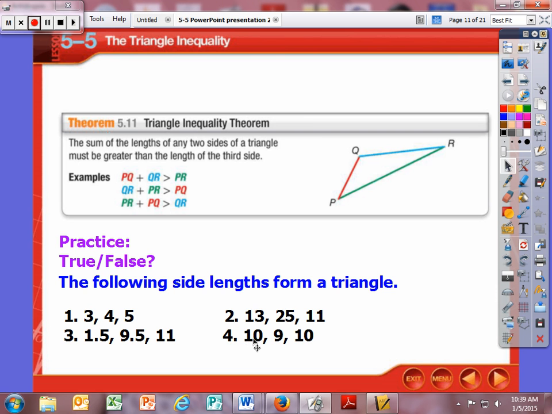Okay. And I think now that I'm looking back, I might have said something weird about number 3. That's not out of order. That is in order. So I just wanted to check these two shorter ones. So as long as the 1.5 and the 9.5 add up to be bigger than the 11, we're good to go. So sorry if I messed up on that.